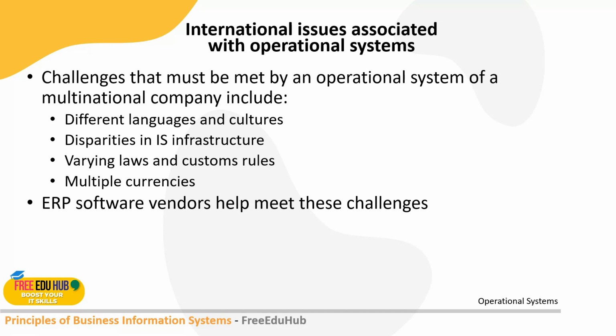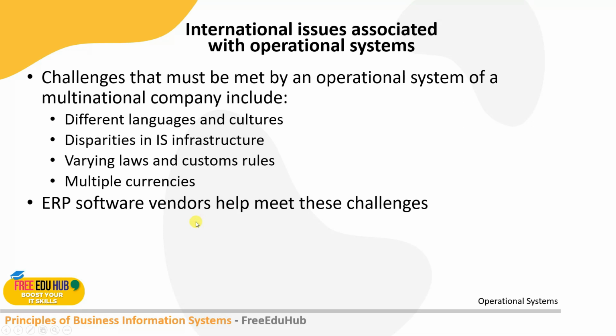Disparities in information system infrastructure is about the infrastructure. For example, in certain countries where internet is not powerful enough, they might face certain problems. So that thing should be considered, that the system could go a bit slow and it should be implemented in a way that it's not affecting the overall calculation of the sales and other things in that specific country. So that's about the operational systems and enterprise resource planning systems.